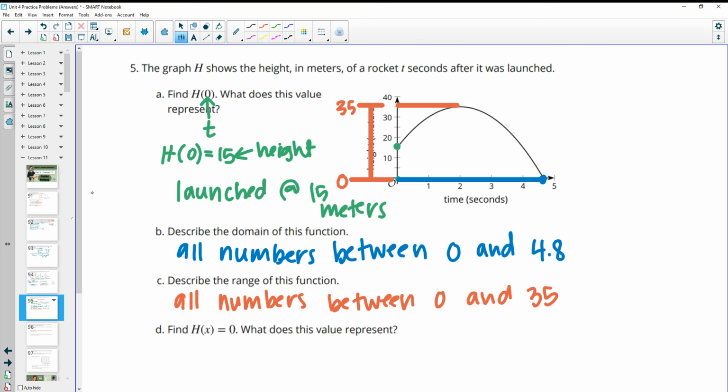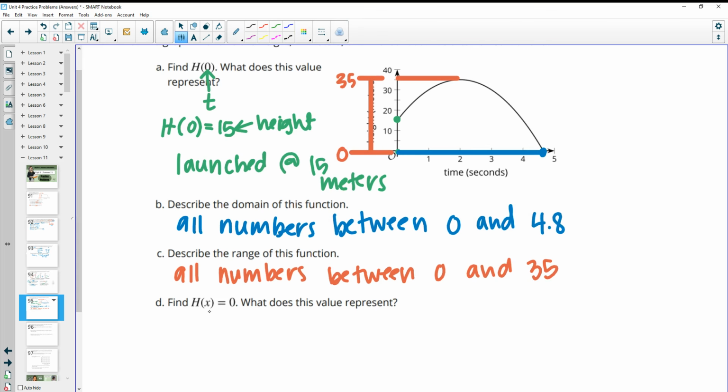Then it asks us to locate where the h of x, or well, this should probably be h of t, where h of t equals 0. So when does your function, or when is your height at 0? So when is your height at 0 is going to be right here. So at about 4.8.